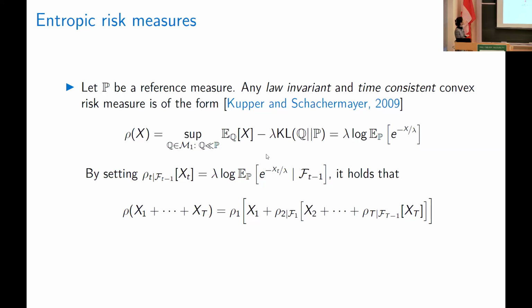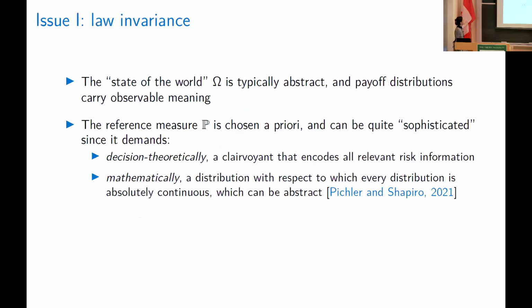To show the time consistency, by setting this rho t, given the information up to time t, we can decompose it in the following way, right? So far so good. It seems that we have a very neat and clear structure for the risk measure we want to study. So why am I here? We realize that mathematically speaking, everything so far is very neat and very clear. However, let's think about how we should apply it in practice.